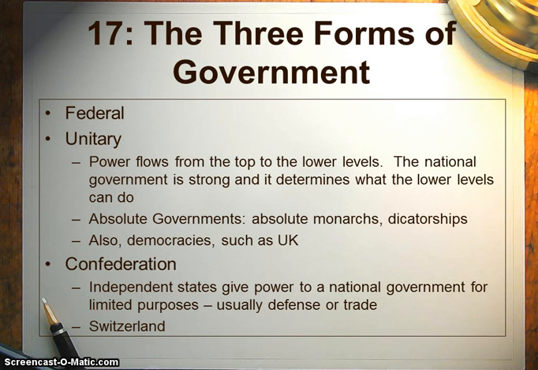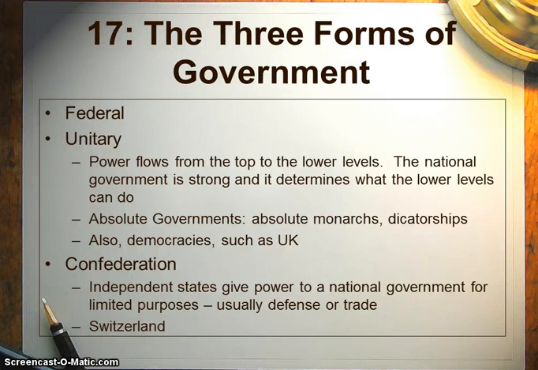There are three forms of government. There are federal systems, unitary systems, and confederations. Now, this does not designate whether it is a democracy or republic or parliamentary system, but this refers rather to how the power of government is used.